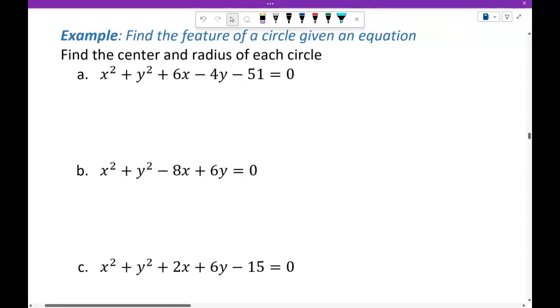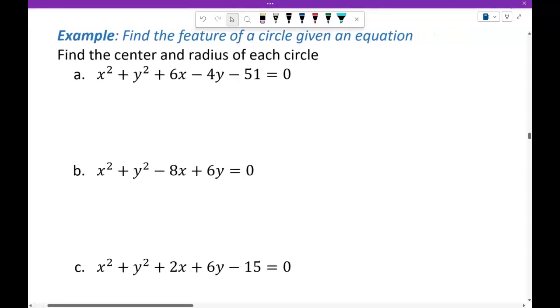Now let's go ahead and find the features of the graph if we're given the equation. We want to find the center and the radius. Well, if the equation is written in standard form, it's really easy. We identify h, k, and r. But if we're in general form, like these equations here, then we have to rewrite the equation into standard form.